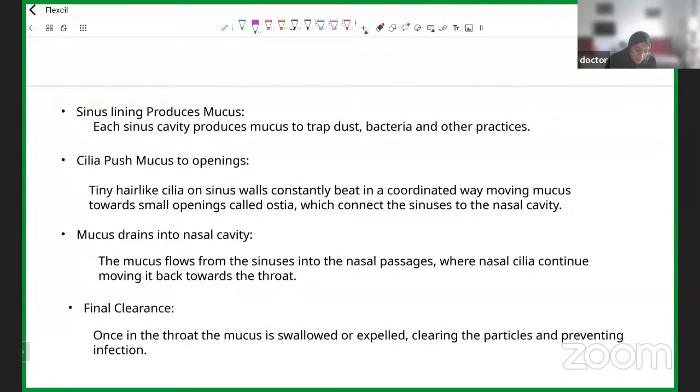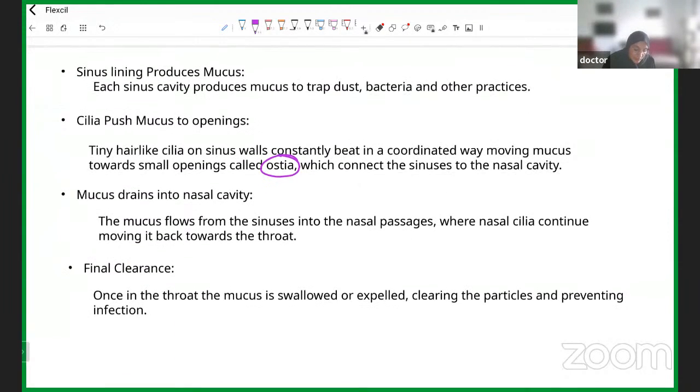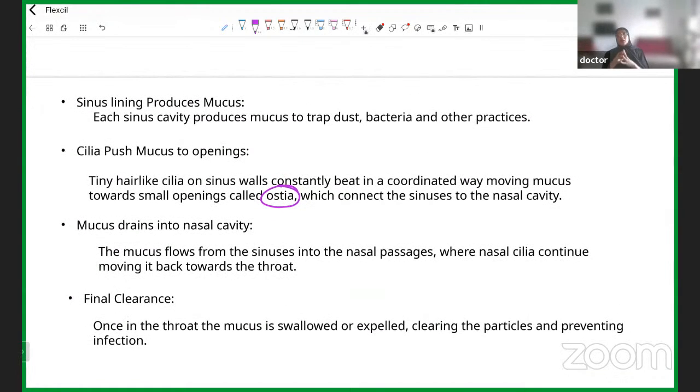So if you can see here, tiny hair-like cilia on the sinus walls constantly beat in a coordinated way, moving the mucus towards the small openings called ostia. Now this will connect the sinuses to the nasal cavity. Then the third thing that will happen is that the mucus will drain into the nasal cavity, and then it is the final clearance. So these are the steps that you can write.